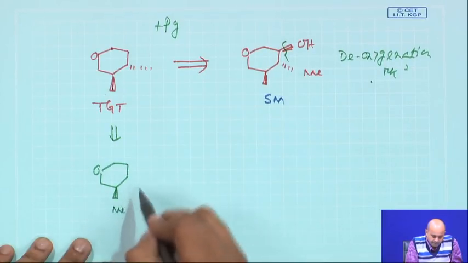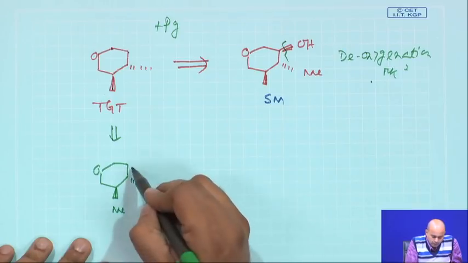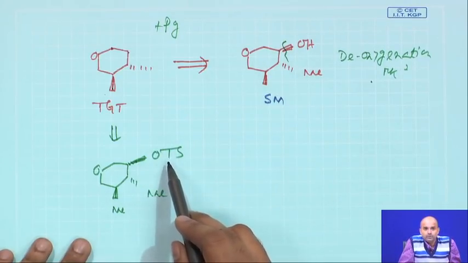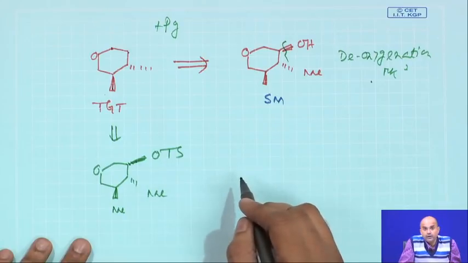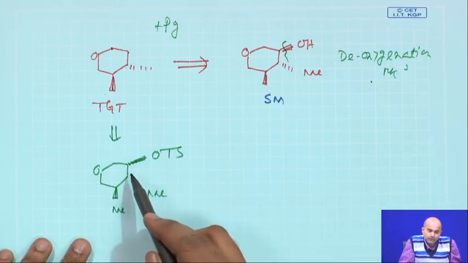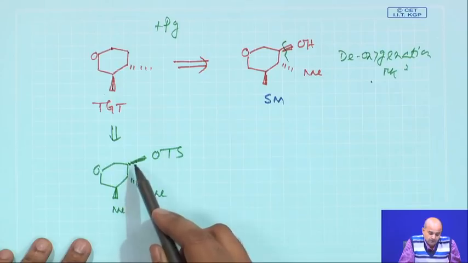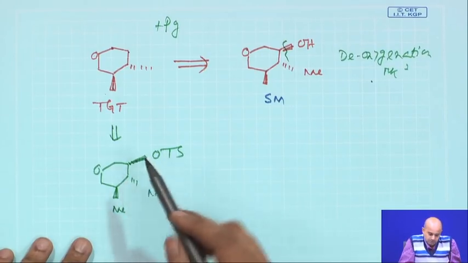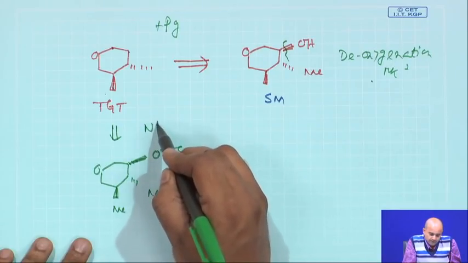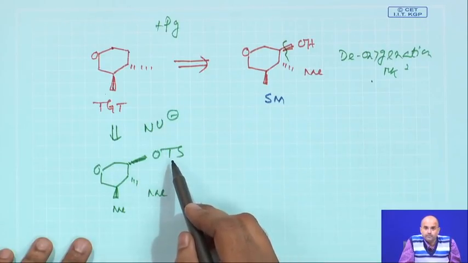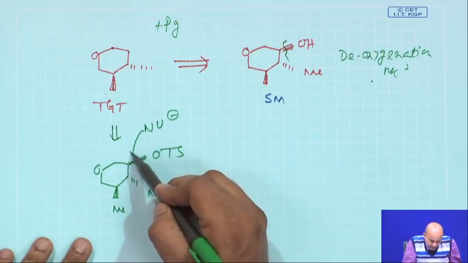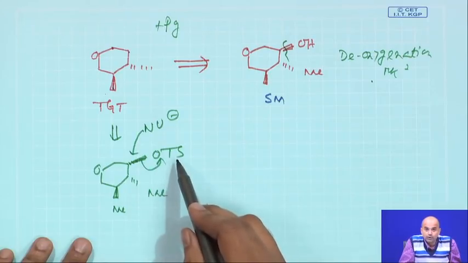We will try to bring some functionality here based on this alcohol. We say that OTs, O-tosyl, is a very good leaving group, and you can replace this OTs through a suitable nucleophile. As I said, it may undergo a nucleophilic displacement reaction. If you bring some nucleophile here, the tosyl goes up, as it is a very good leaving group.